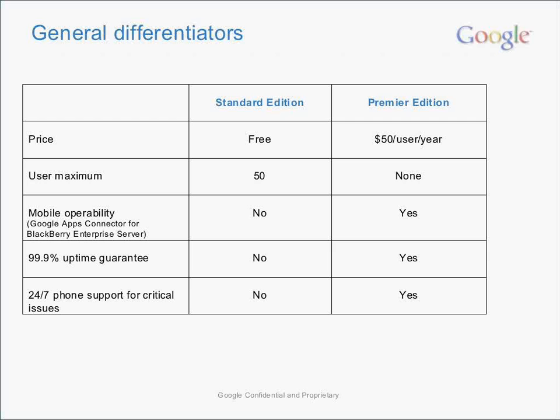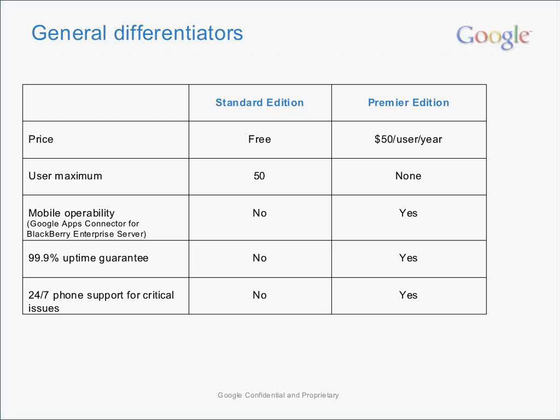And another critical point is the 24/7 phone support that we provide for Premier edition customers. You do not get that kind of support with standard edition. With standard edition, you will not even have phone support. You will not see any number in your control panel. The only way standard edition customers can get support is through email.